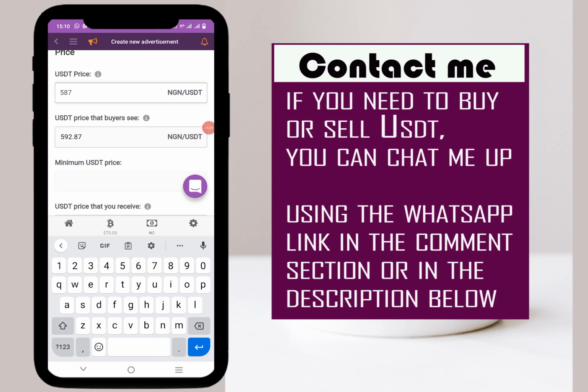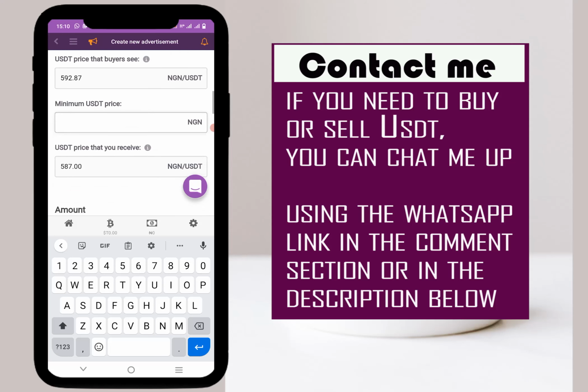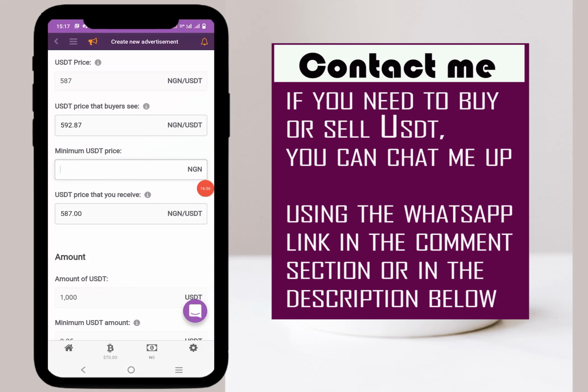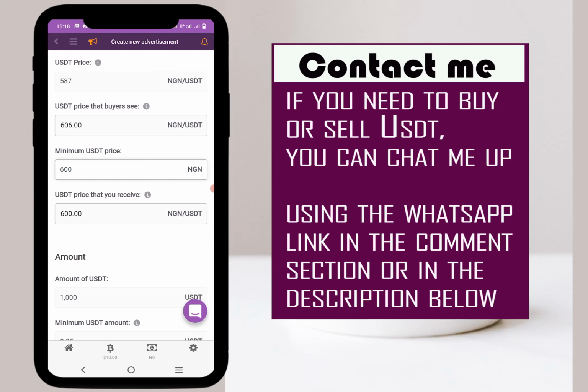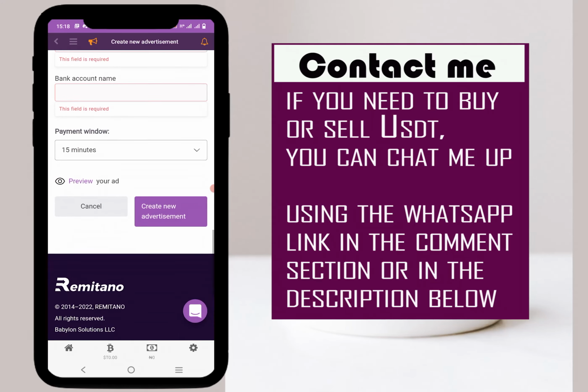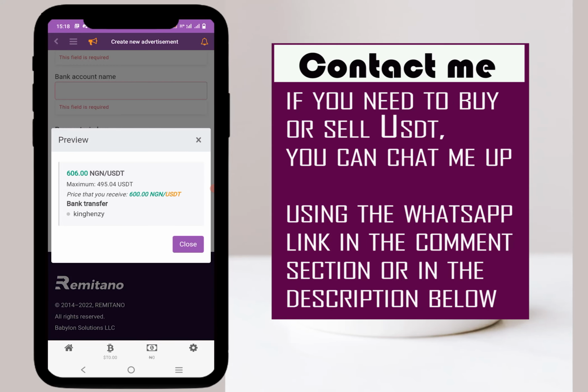That's exactly what happens. So the minimum USDT price, this is the minimum price that you want to sell your USDT for, or like you want someone to buy USDT from you. So whatever price it is that you type in here, that's if you're using the flexible plan. So probably I can say 600. Now take note that any single time you type in a price, it overrides whatever you've written on top. Let us check our preview.